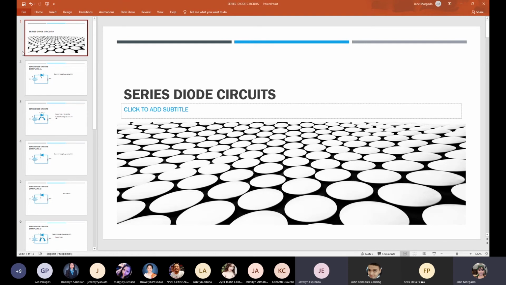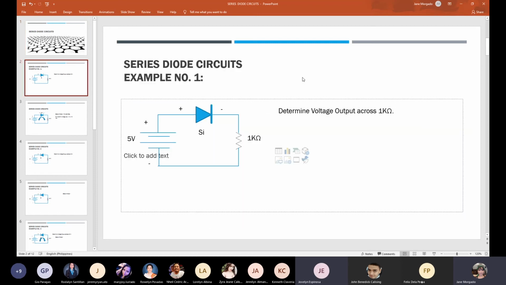Ayan. So again, welcome to my class. So, series diode circuits. So, let's start. Okay. So, this is the symbol for diode. So, basically, there are two types of diode. So, you have the germanium and silicon. Yung prevalent, pero ang pinakamarami talaga is the silicon, kasi silicon galing lang siya sa buhangin, ano. Ayan. So, if it is a silicon diode, the voltage drop across a silicon diode is 0.7.